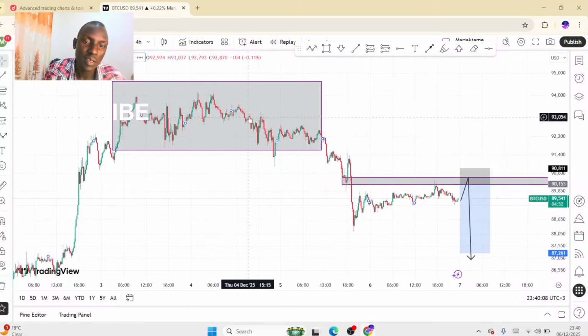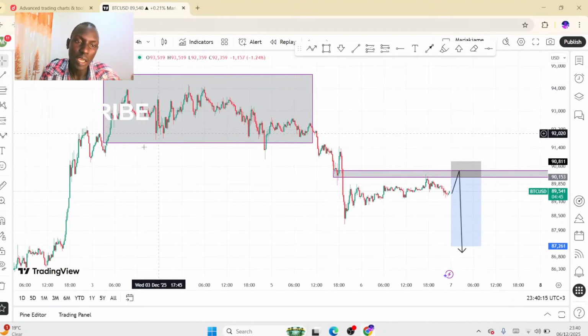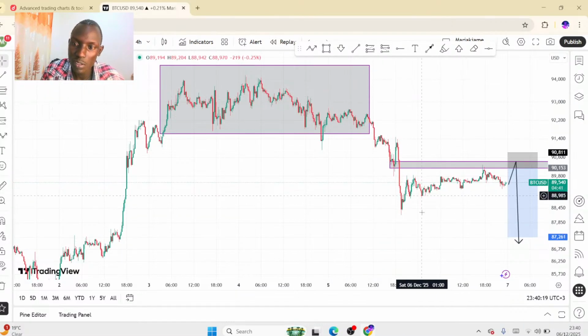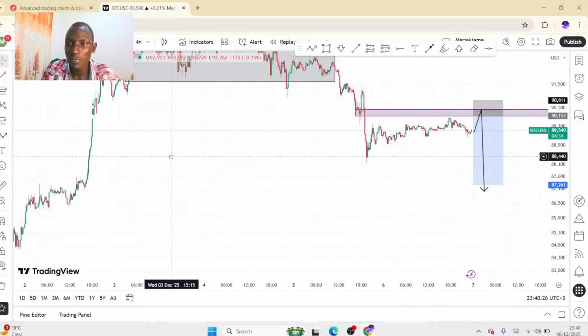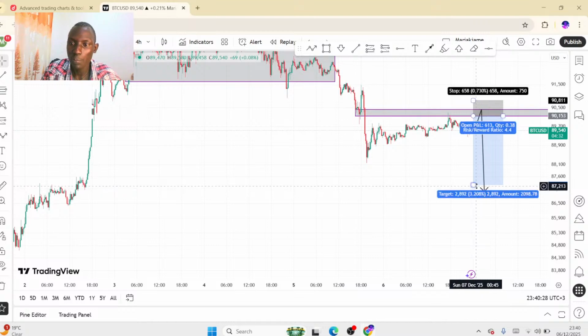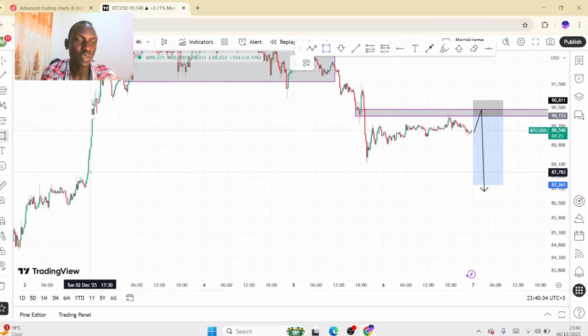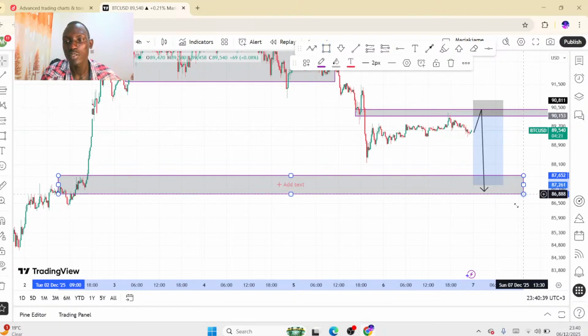So these are the ranges that we were seeing in the 4 hour time frame. After a range, we are seeing a move of the market, which is this. We are selling right here. You see all these gaps here need to be filled. This is why I put our target as this, because of these zones here that need to be filled.